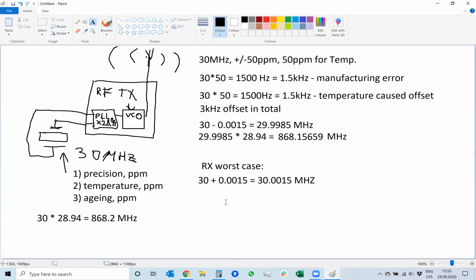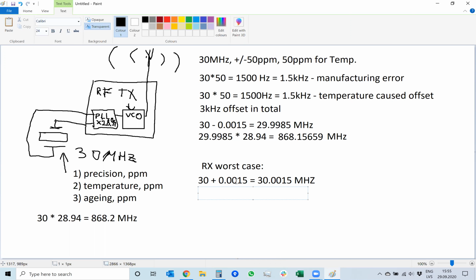So when receiver multiplies this frequency to this higher frequency, the resulting frequency will be 30.0015 times 28.94.